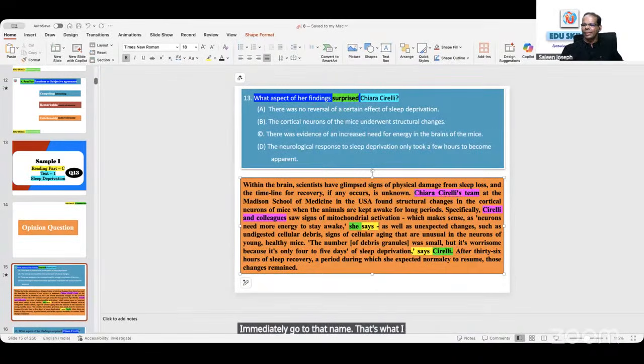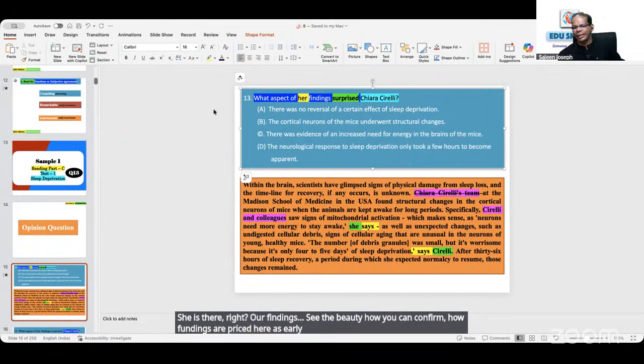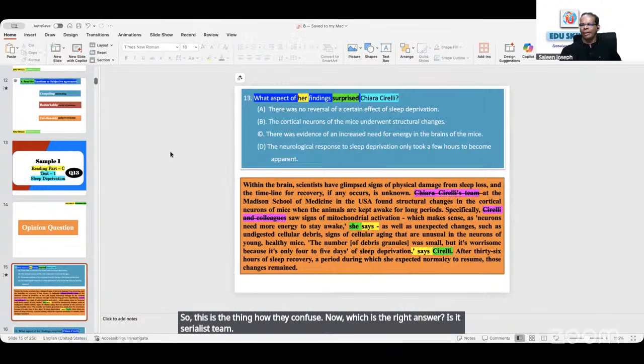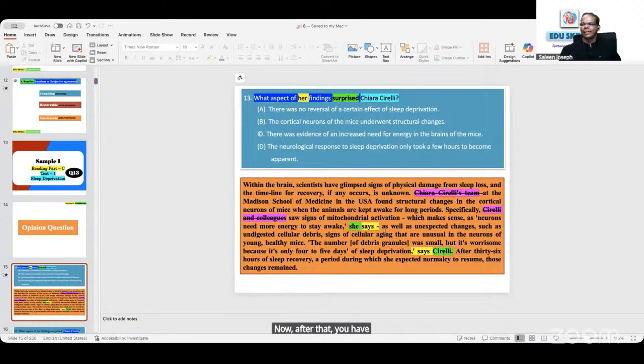That's what I said. Plurals are not to be appreciated. We are not asked about Cirelli's team opinion. We are asked about what her findings are, what aspect of her findings. See the beauty of how you can confirm: her findings are prized, Cirelli, not our team's findings, not our colleagues' findings. So this is how they confuse. Now, which is the right answer? Is it Cirelli's team, Cirelli, or after that, "she says," then "says Cirelli."